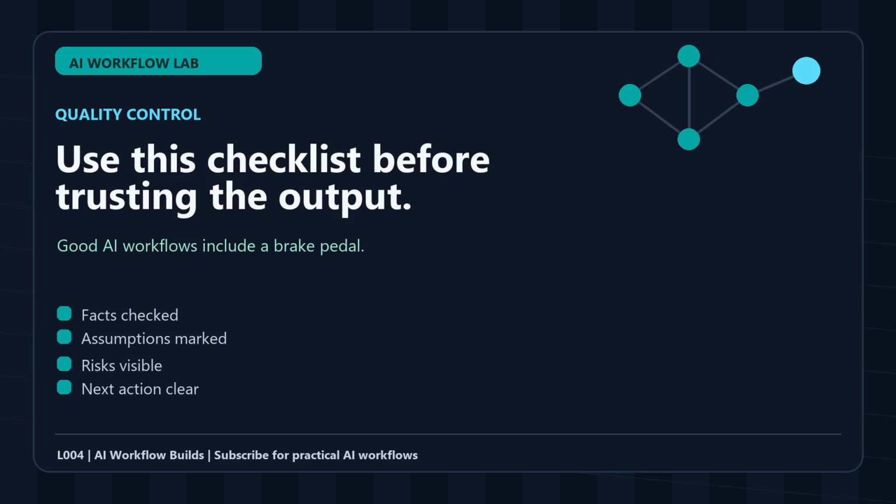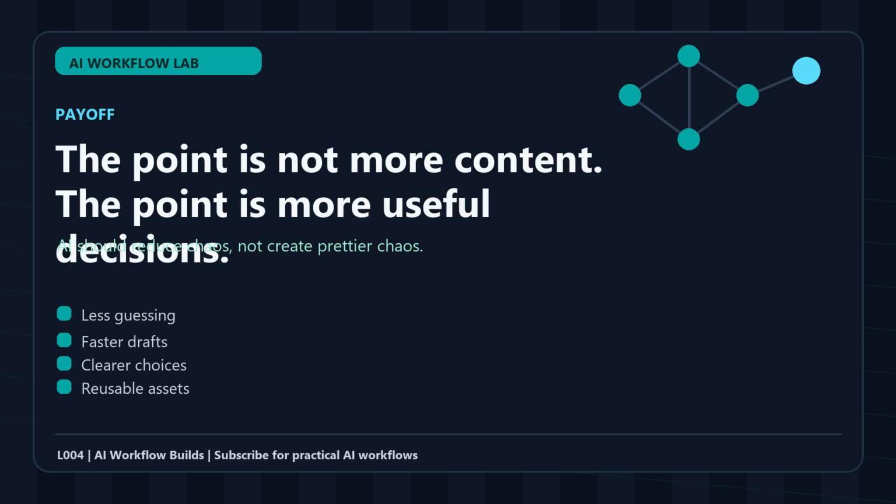That is why this channel is built around workflows instead of hype. Tools change. Interfaces change. Model names change. But the pattern stays useful. Define the job, gather the inputs, set the rules, produce a structured output, review the result, and improve the system with feedback. If you remember only one thing from this video, remember this: a good AI workflow makes the next human action easier. If it does not do that, simplify it. If it does, save it, reuse it, and improve it next week.